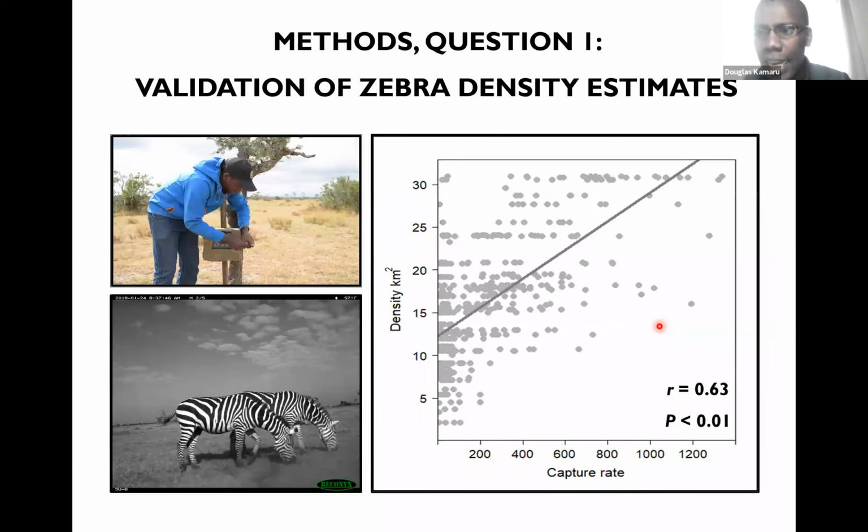Now, I then validated that using camera trapping. The y-axis on this graph shows the densities from distance sampling, or rather animal counts, and the x-axis shows the capture rate from the camera traps. The capture rate here is defined as the ratio of independent photographs to the number of trap days, multiplied by 100. What this result shows us is that there was high correlation between those two data sets: the density from distance sampling, and that from the camera trap.